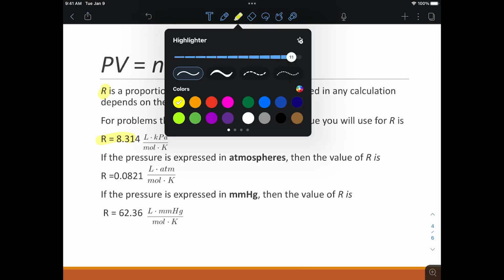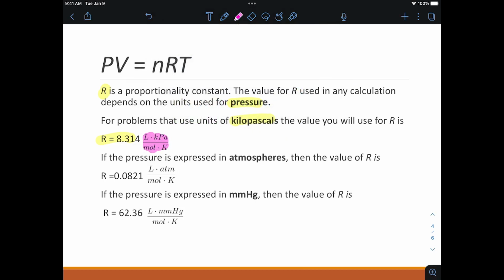The stuff after that is just the label that goes along with the R. In this class, I'm not really concerned if you write the label down. What's most important is that you recognize that when you have kilopascals, that's the R you use, 8.314. If your pressure's in atmospheres, you use 0.0821. For pressures in millimeters of mercury, 62.36, or of course, millimeters of mercury is the same thing as torr, so either one of those, you're going to use 62.36. And this goes in for R, depending on what pressure you're told you're using in the problem.